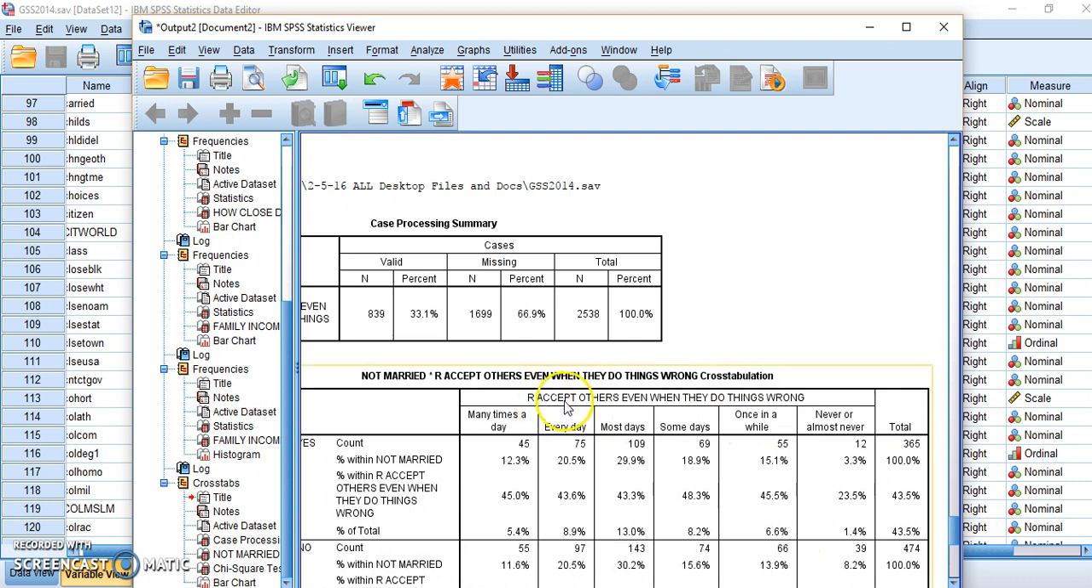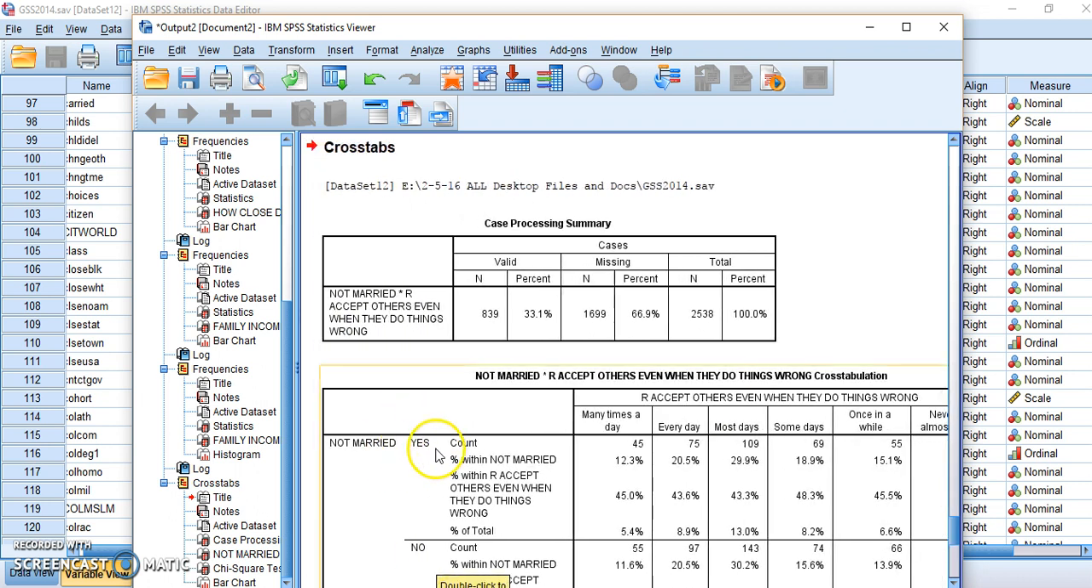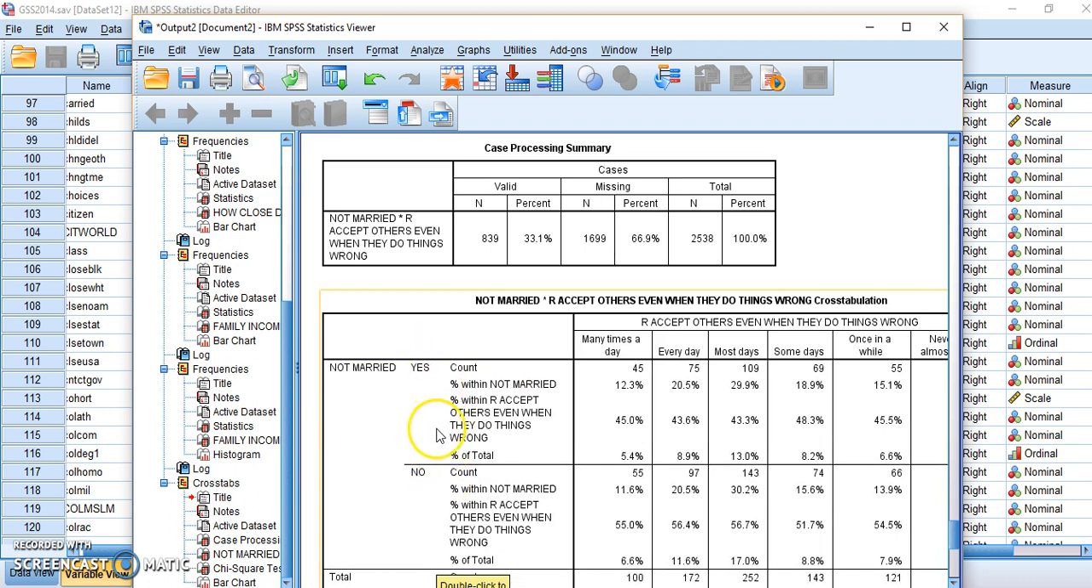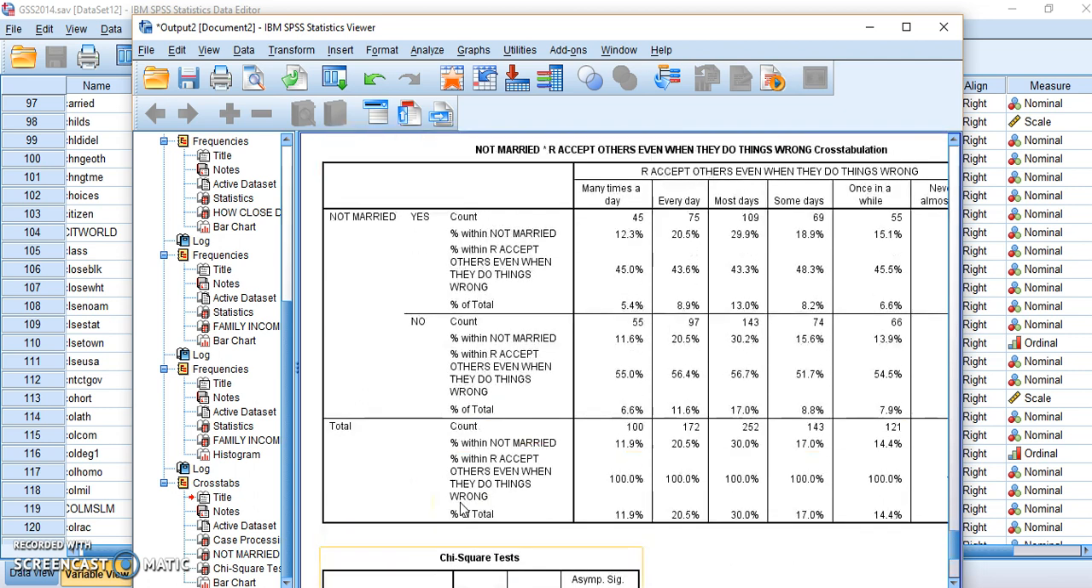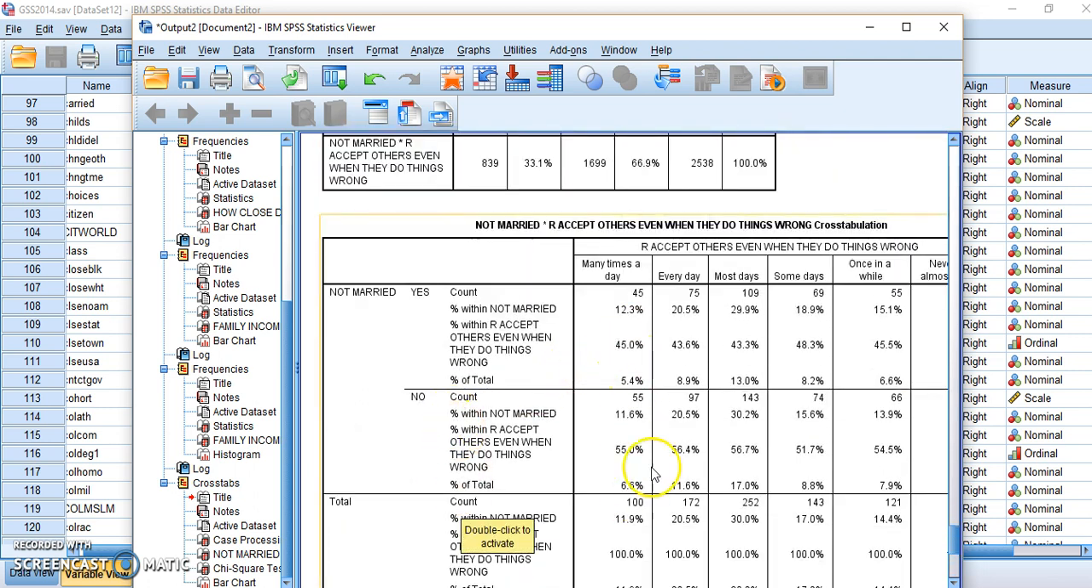The independent variable accepts others even when they do something wrong, and your dependent variable is in the rows, and you have all of the levels of that. So yes, no, and some others, if they have any others. So we just have two. And then you can look at what that means: many times a day, every day, most days, some days, once in a while. That's how often a person will accept others even when they do something wrong.